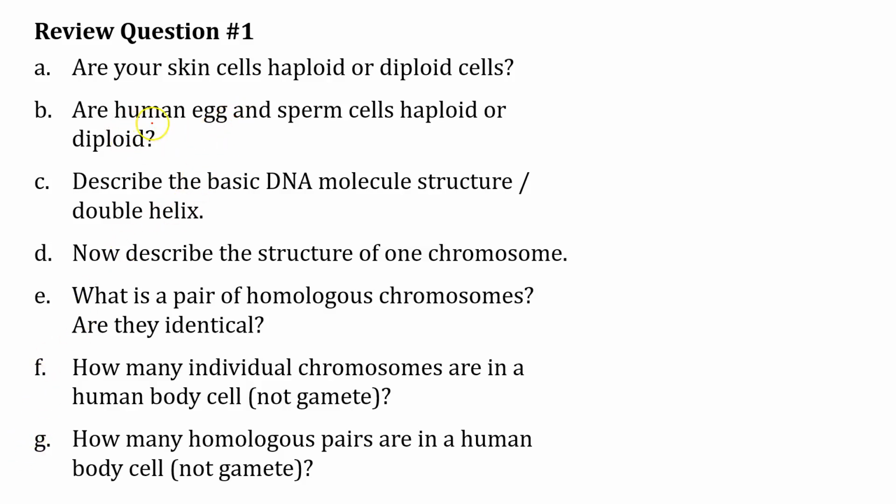All right, here we are. Part A, skin cells, are they haploid or diploid? The answer here would be diploid. All cells except sperm and egg are going to be diploid. So that leads us to the next question. Egg and sperm are haploid.